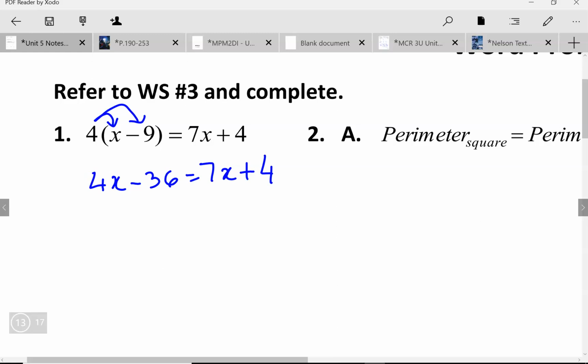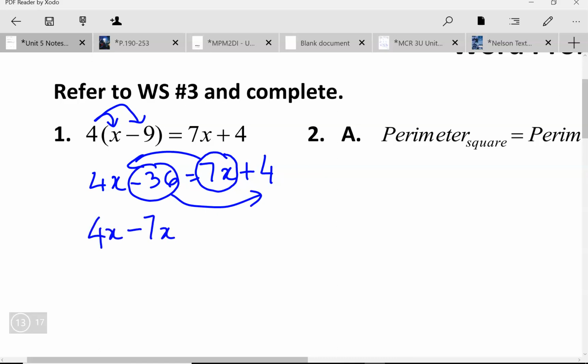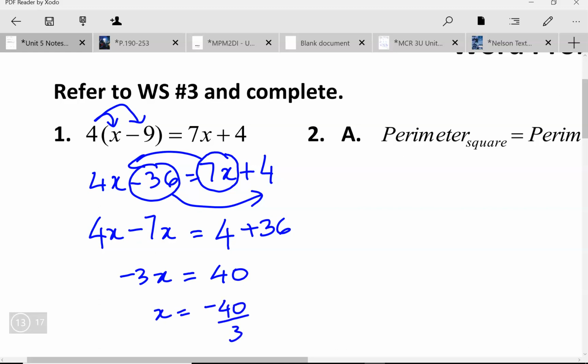And again, I'm going to move all my variable terms to one side, and this 36 will go here. So I get 4x minus 7x because I'm moving the entire term, so the plus minus flip. And then again, I'm moving this minus 36 here, so it's going to be a plus flip, and I get negative 3x equals 40, I think. So x equals negative 40 divided by 3. Again, I'm breaking up a term, so it's going to be like a numerator-denominator flip. Negative 3 is in the numerator here. It's going to go to the denominator on the other side.